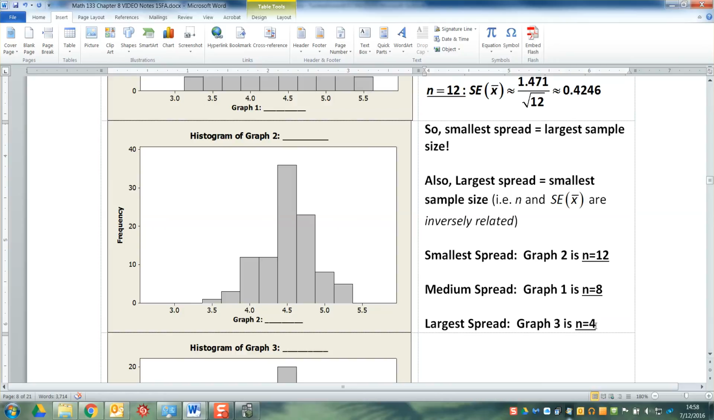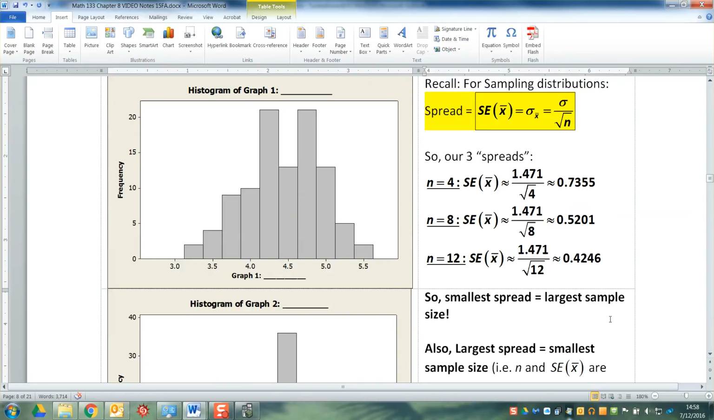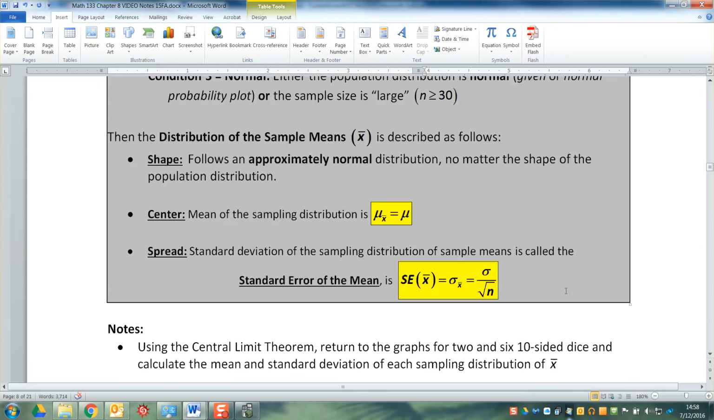All right, so this whole example, before I head into the next one, was just recapping what this spread means and what this formula means when you look at it graphically: the standard error shrinks depending on your sample size, which means the larger your sample, the more tightly packed it is.